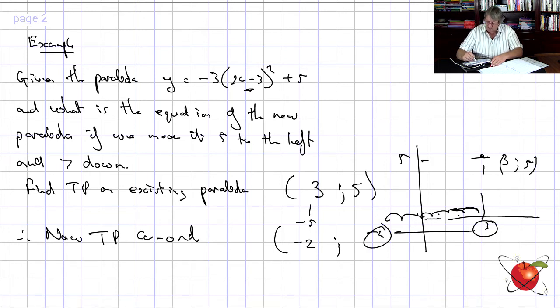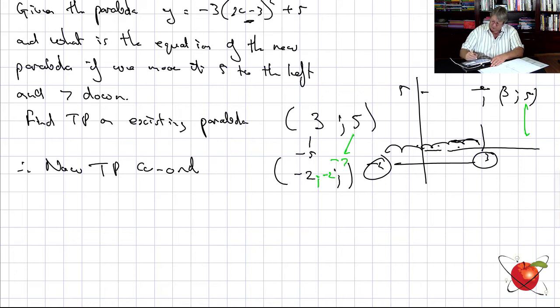And the y coordinate has moved down. 5 has gone down by 7, so we end up with minus 2. Right? So the new coordinates of the turning point are, let's just move up a little bit, minus 2, minus 2.